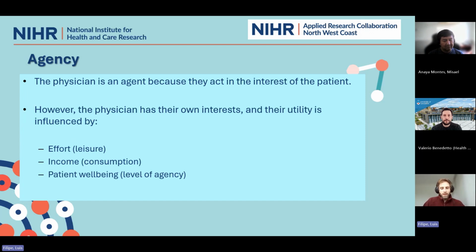Like even income, this probably doesn't happen in the NHS, but if you go to a private doctor, how can you tell that they would not want to make more income out of you? For instance, making you do more tests, more exams, etc., so that they can have more income, more consumption, and be happier in that sense. So income can also go against the patient's interests.